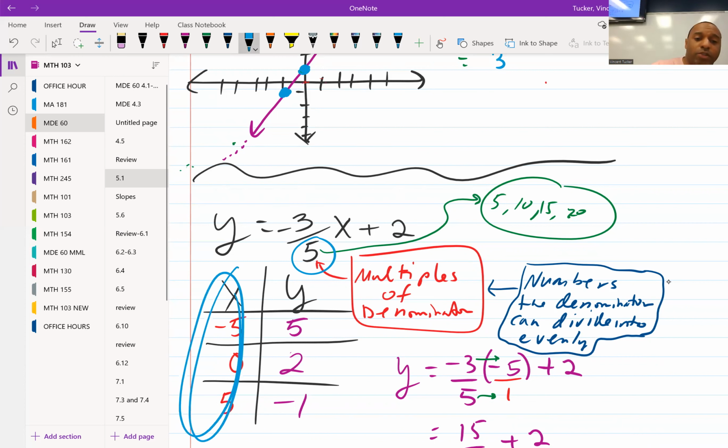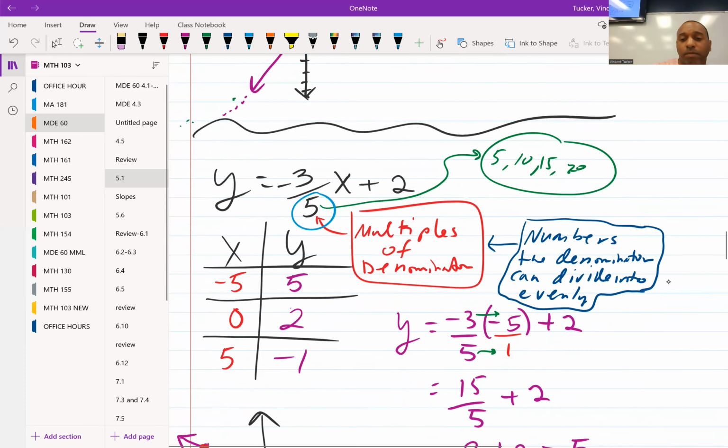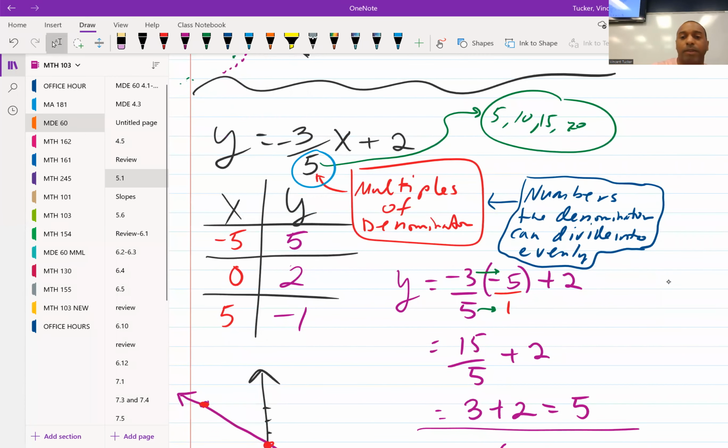So notice the values I chose: -5, 0, and 5. Once you choose your values, you plug them in accordingly. So remember, at this point, until you walk through it, all you have is -5, 0, and 5 for x.